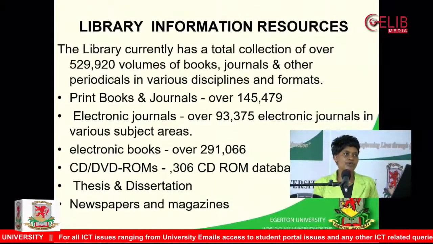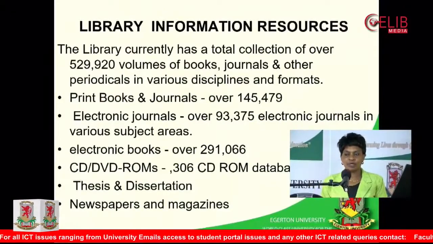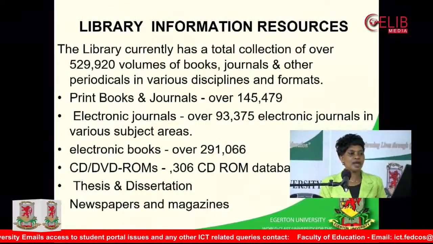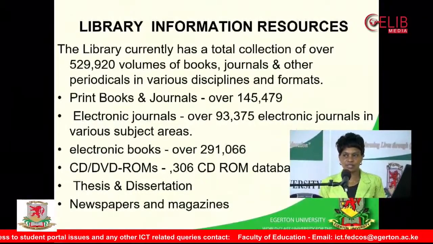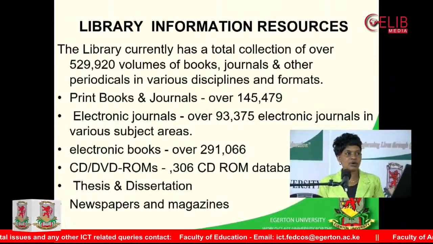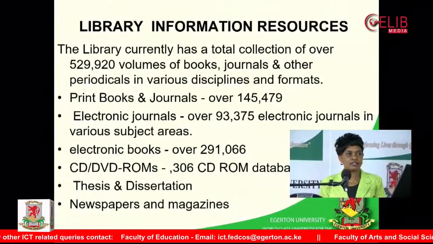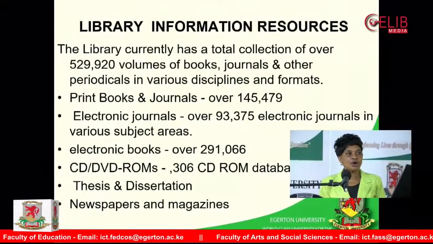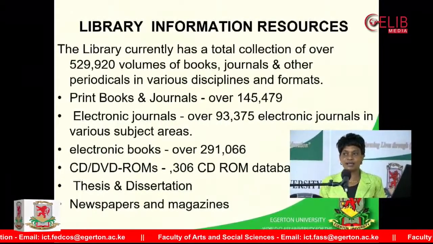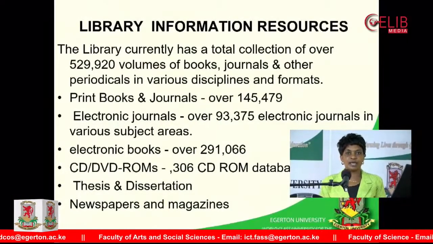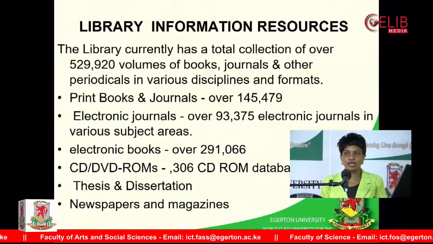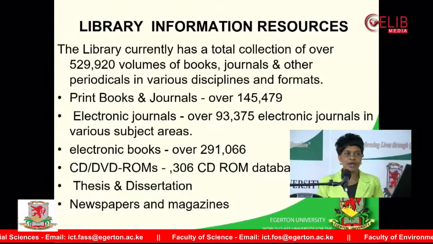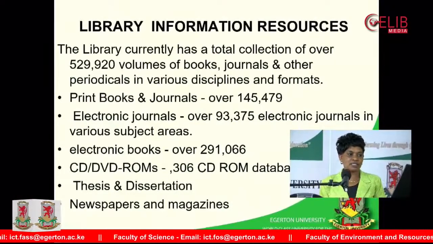But of importance to note today, and especially for you, we want to create awareness that we have many electronic resources. This is the electronic journals, over 93,000 electronic journals in various subject areas. We have also over 290,000 e-books, that is electronic books, which you can use from wherever you are. Whether you are at home or in any other place, you can access these e-resources.